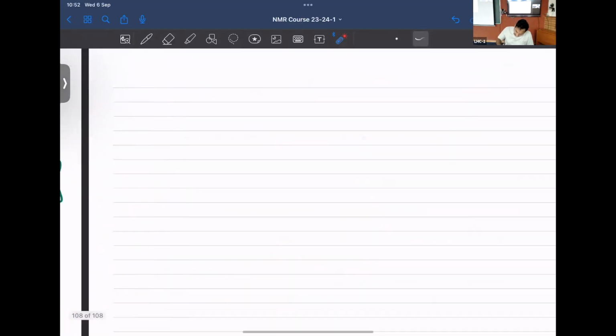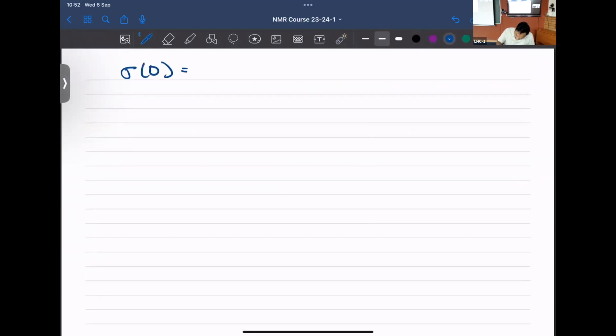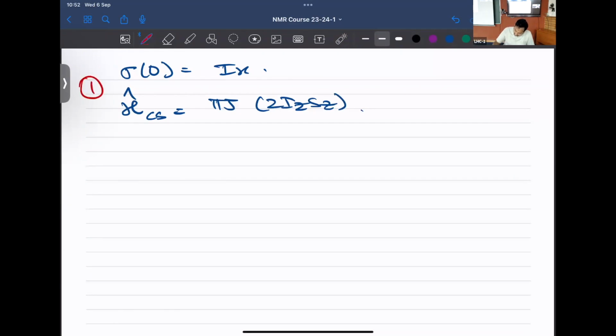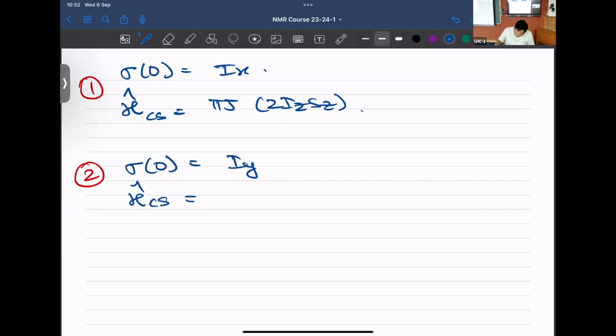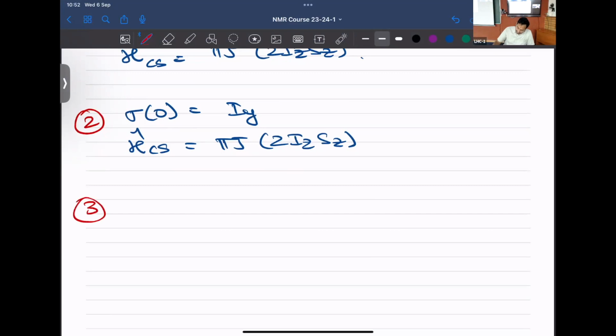What I request you guys to do today is the following. For the initial density matrix Ix, we just did the scalar coupling Hamiltonian where you had pi J 2 Iz Sz. This is the exercise that we just did. Please repeat it for your own sake so that you understand what's going on. Now, just change the operator to Iy and keep this weak coupling operator and find what is the answer. Then the next one is you start with Iz and you determine what happens here.